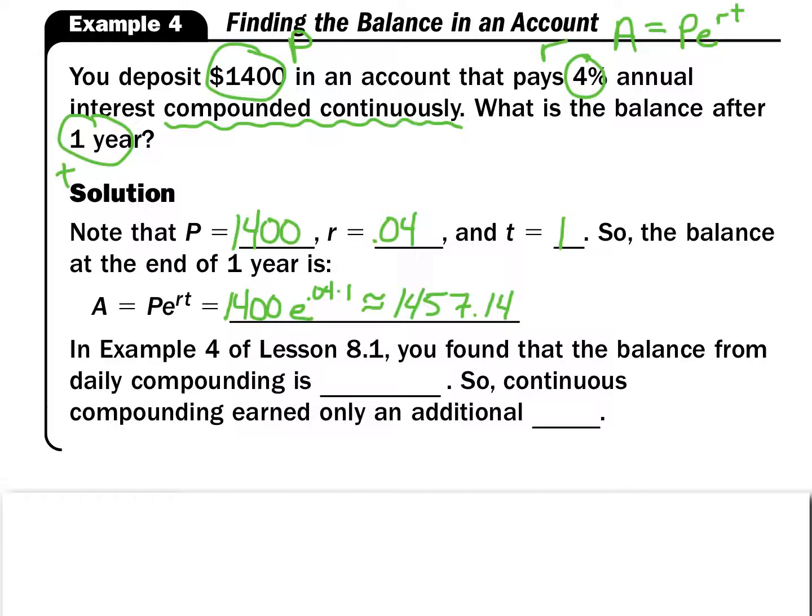Well, back in example 4 of lesson 8.1, we found that the balance from daily compounding, that is, we compound the interest at the end of every day, was $1,457.13. So continuous compounding earned us a whopping 1 penny, $0.01 or 1 cent. Okay, and that takes care of e, the natural number. So we are now done with 8.3, all examples.